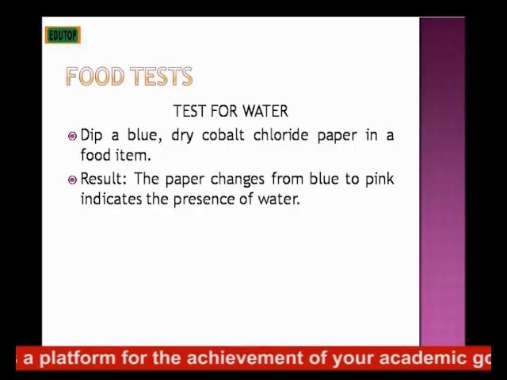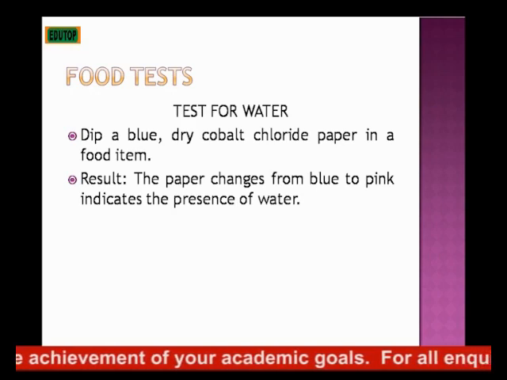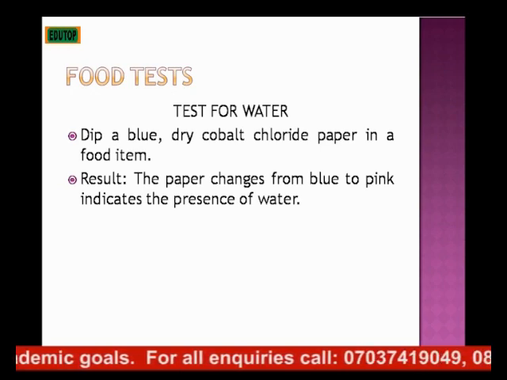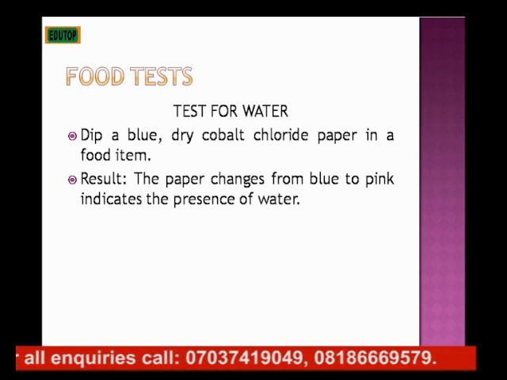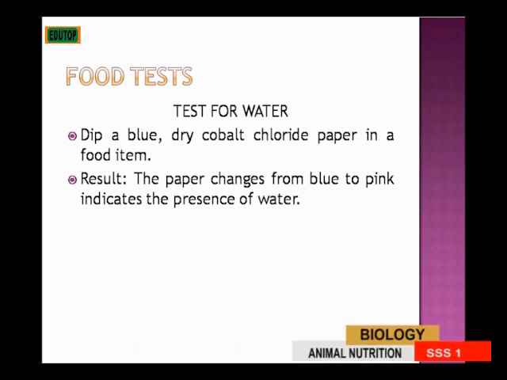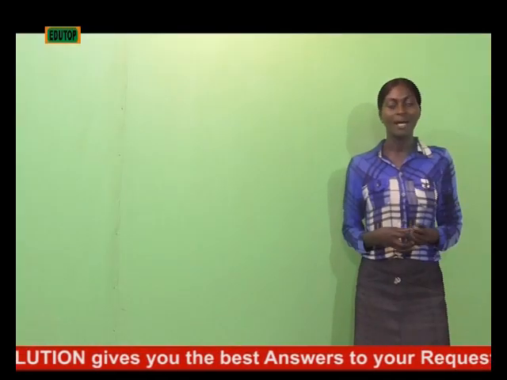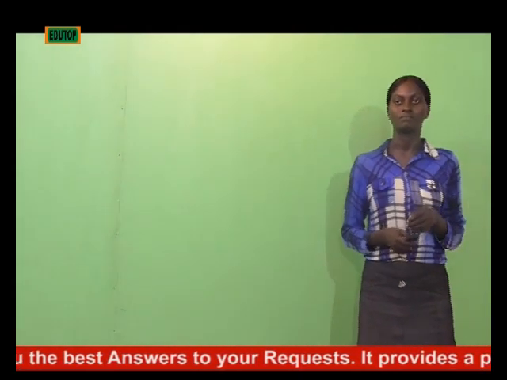Now, test for water. That's the last food test that we'll be talking about. You dip a blue dry cobalt chloride paper in a food item. When you dip it in a food item, the paper changes. It's a blue colored paper. It changes from blue to pink, and that indicates the presence of water.